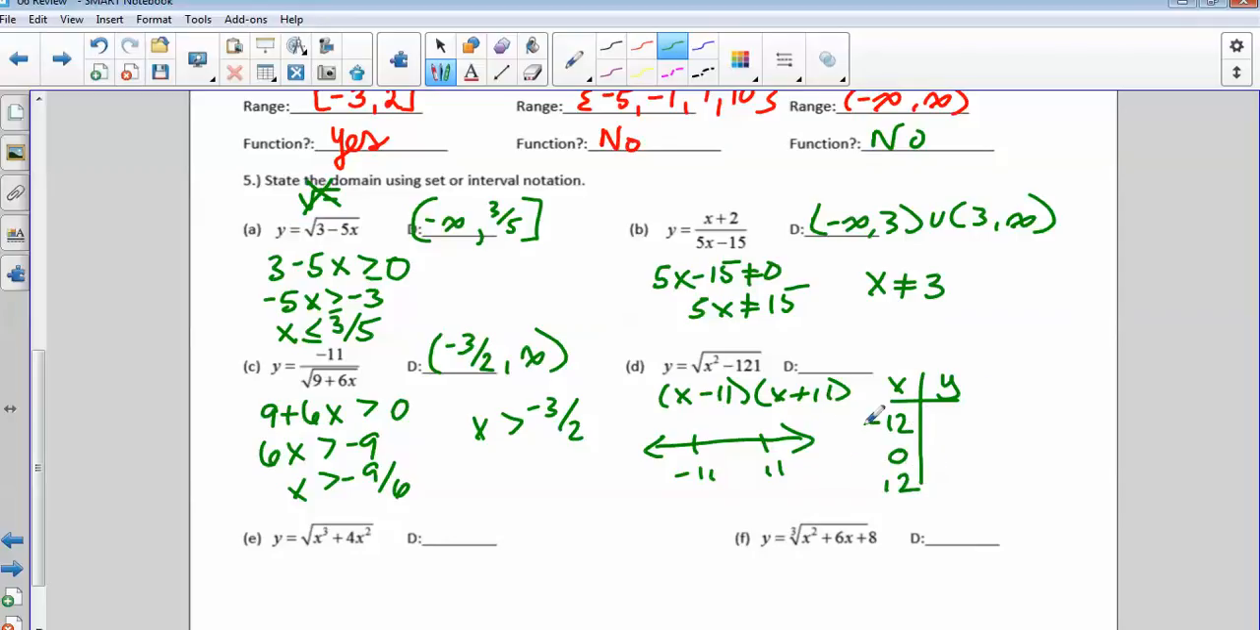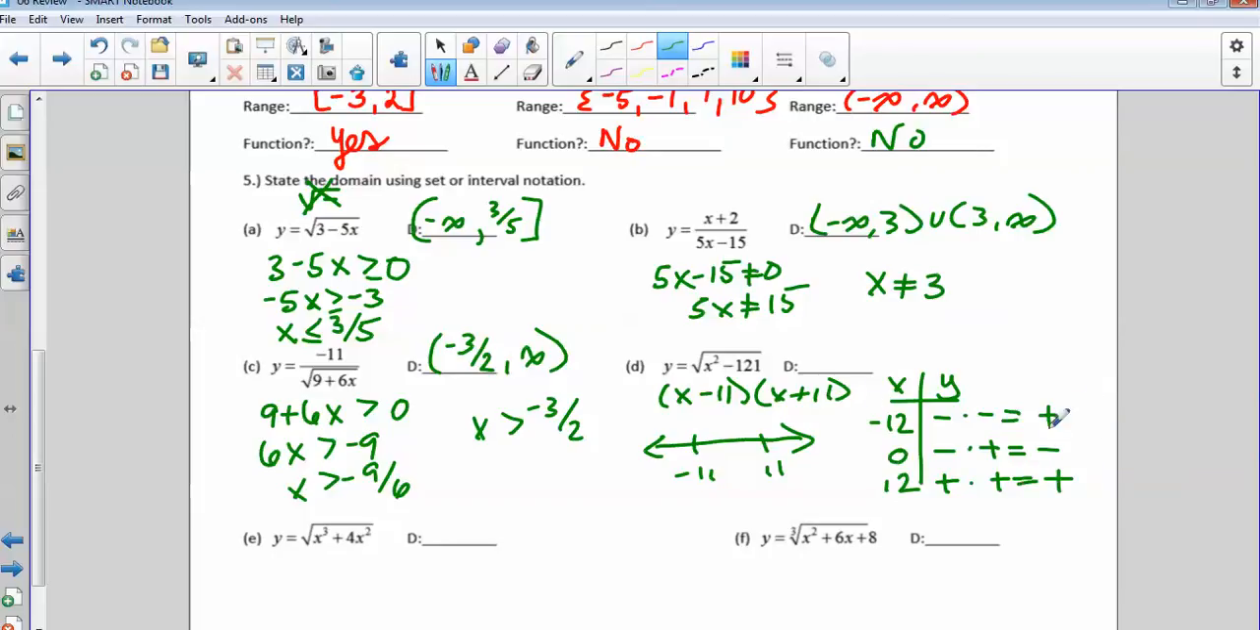If I plug negative 12 into each factor, negative 12 minus 11 is a negative number. Negative 12 plus 11 is also a negative number, and negative times negative is positive. If I plug 0 into each factor, 0 minus 11 is a negative number, 0 plus 11 is a positive number, and negative times positive is negative. If I plug positive 12 into both factors, 12 minus 11 is positive, and 12 plus 11 is positive. Positive times positive is positive.